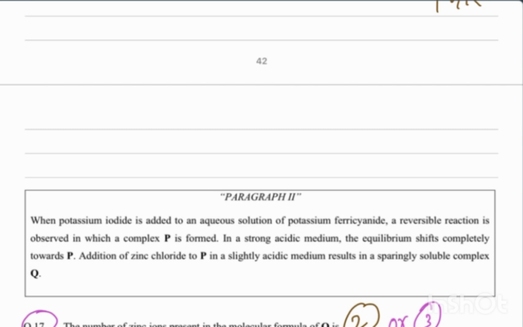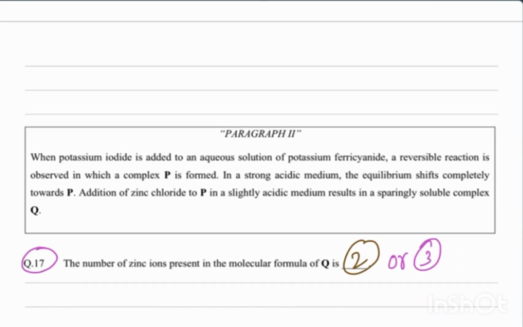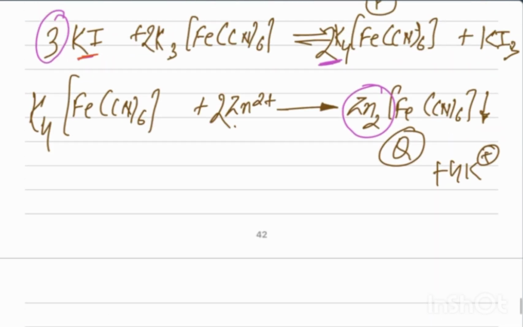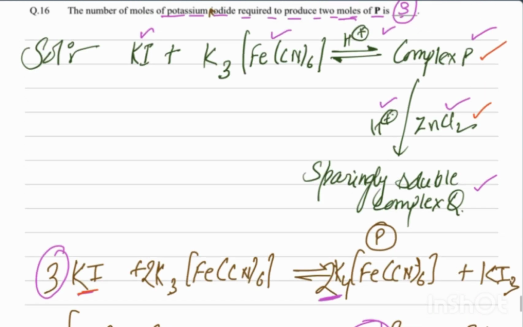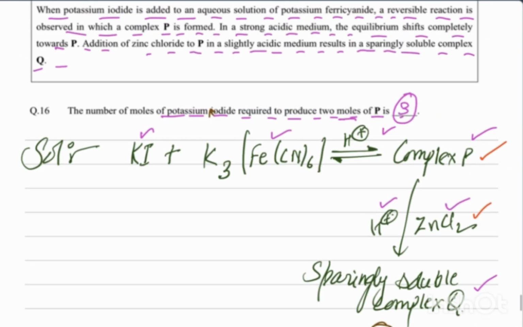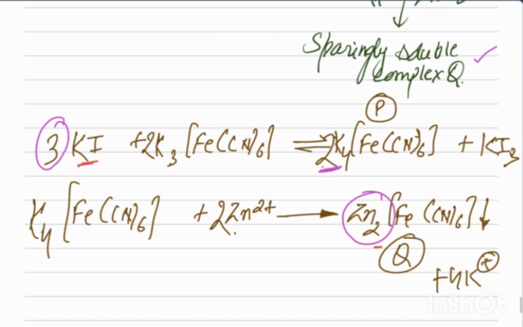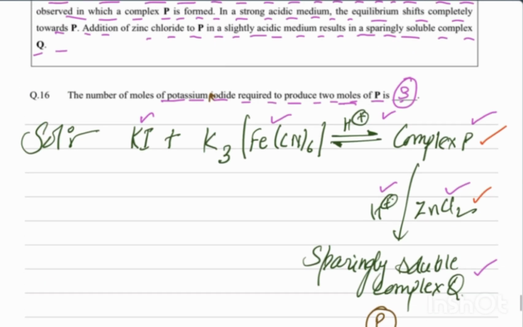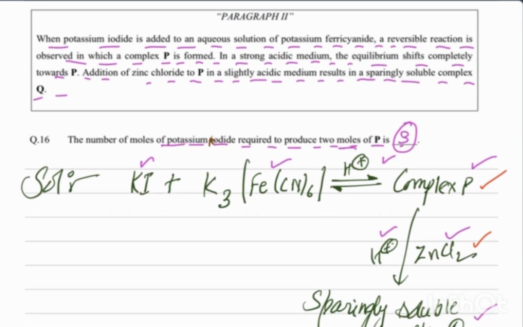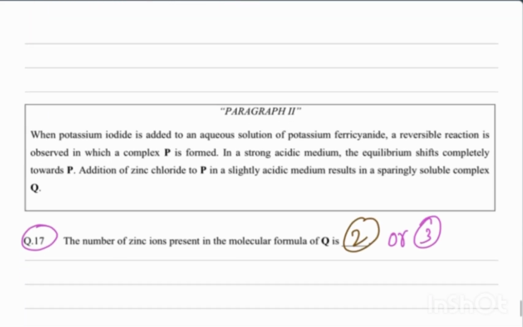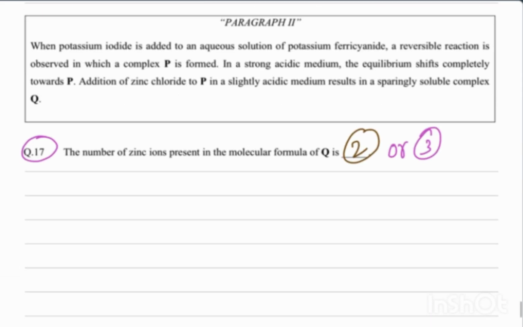The next question, the 17th question, is linked with the same paragraph, so we can do it here also. The number of zinc ions present in the molecular formula of Q is 2. We have shown here 2 should be the answer. And for the other question, the number of moles of potassium iodide required to produce 2 moles of P, if you see here, for 2 moles of P we should have 3 moles of potassium iodide. That's why the answer for question 16 should be 3, and for question number 17 the answer should be 2. Thank you so much for listening.